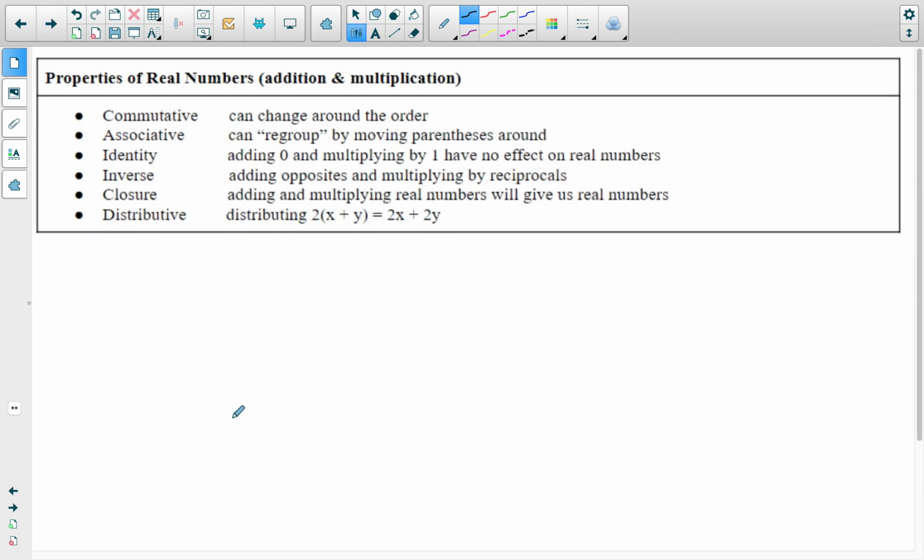Some properties of real numbers to be familiar with. This is pretty language heavy, but the big picture, there are 6 major properties of real numbers, and they each exist for addition and multiplication. So addition and multiplication are special operations in math because these are true about them. They're commutative, meaning you can change around the order without changing the value of the expression. They're associative. The best way I can paraphrase this is that you can regroup by moving parentheses around and you will not change the value of the expression.